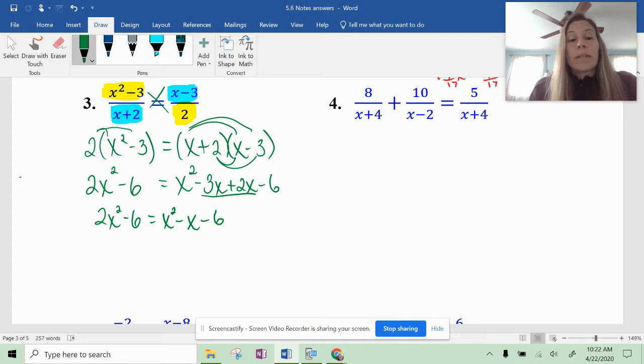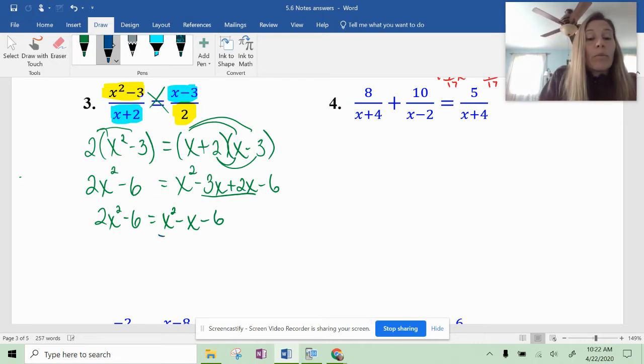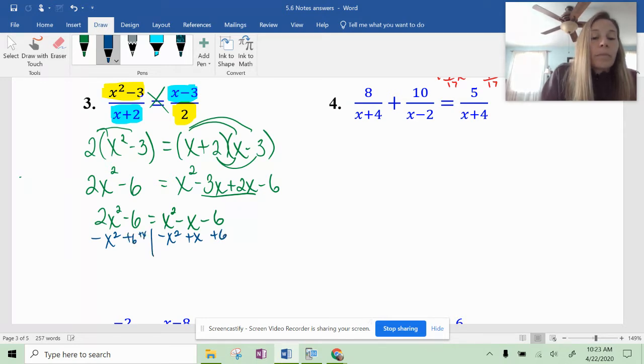So everything needs to move to the same side. Now it doesn't matter here which side you want to move it over to. Even though I have 3 terms on the right and 2 on the left, if I move my 2x squared over, it's going to give me a negative, and I just don't feel like dealing with that. So I'm actually going to move everything to the left so that my x squared can stay positive. So I'm going to subtract my x squared, add my x, and add my 6. So what's going to happen is I'm going to get x squared. The 6's cancel, so it's going to be x squared plus x equals 0.